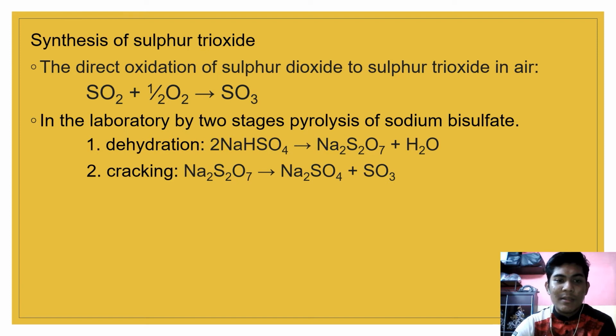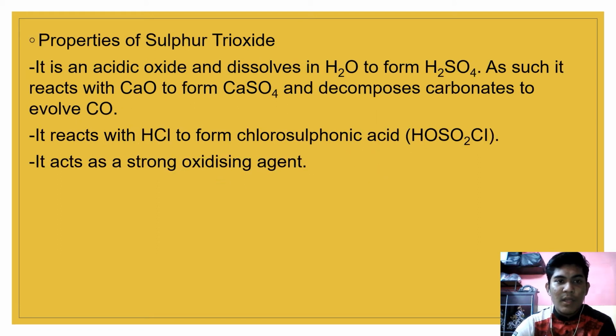So the second step is by cracking. We use the product of dehydration, which is Na2S2O7, and crack it into Na2SO4 and sulfur trioxide. Properties of sulfur trioxide. It is an acidic oxide and dissolves in water to form sulfuric acid. As such, it reacts with CaO to form CaSO4 and decomposes carbonate to evolve CO2. It reacts with HCl to form chlorosulfonic acid. It acts as a strong oxidizing agent.